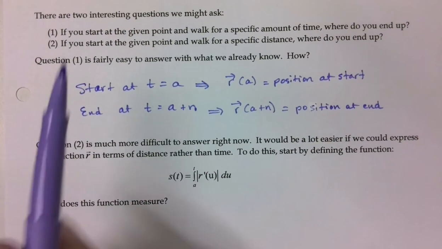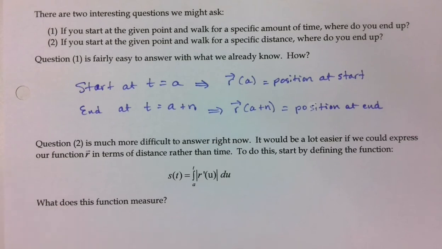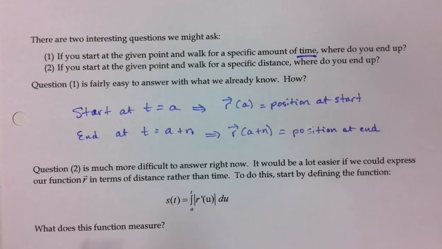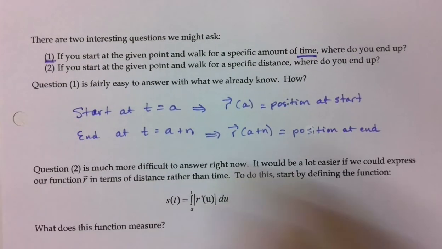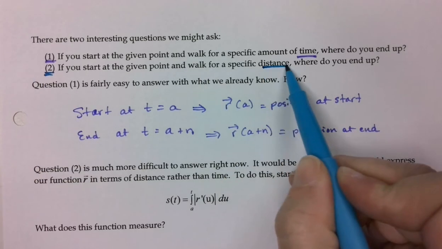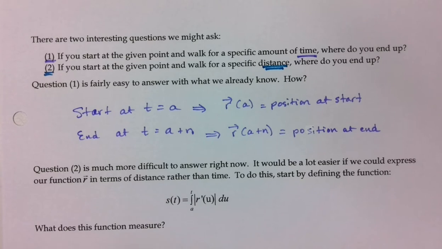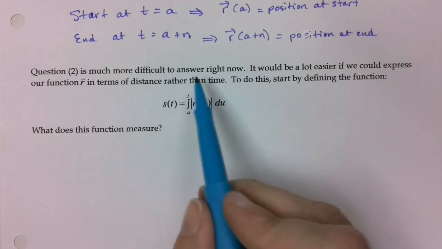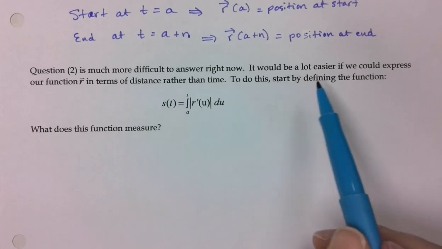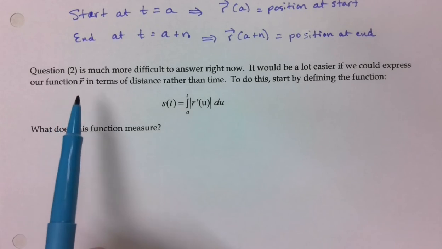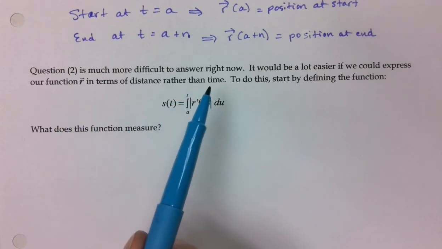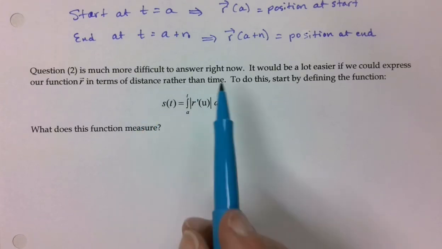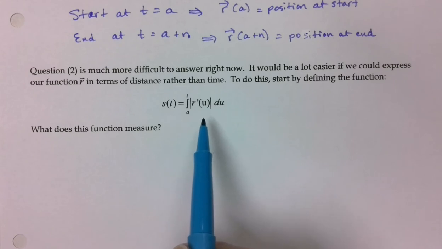But what if I want to start at a given point and walk for a specific distance? So rather than time, which it was for number one, what if it's distance? Well, that's going to be a bit trickier, right? It's really quite difficult to answer right now. So it would be a lot easier if we could express our function r in terms of distance rather than time. So when you think about how we've been defining r, we've been defining it in terms of time, t.